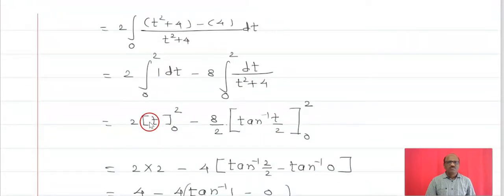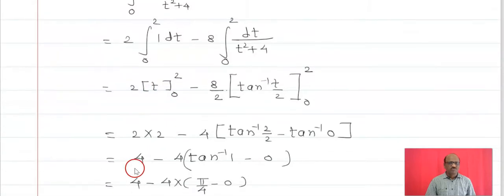What about the integral of 1? Integral of 1 is t, and lower limit is 0, upper limit is 2, and that's why I substitute upper limit and lower limit, you will get 2 into 2, that is 4. What about the second integral? It is tan inverse of t upon 2. Substitute t is equal to 2. Then tan inverse of 1. What about the lower limit? That is t is equal to 0. Tan inverse of 0. Tan inverse of 0 is 0.